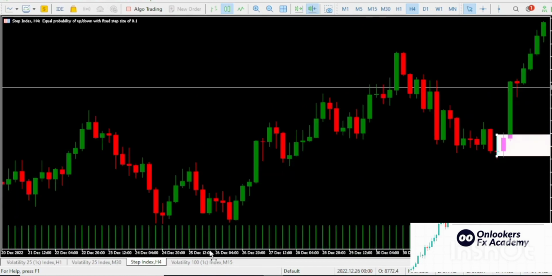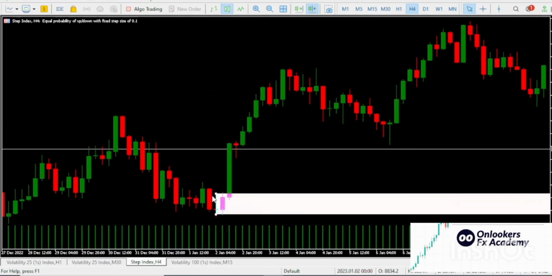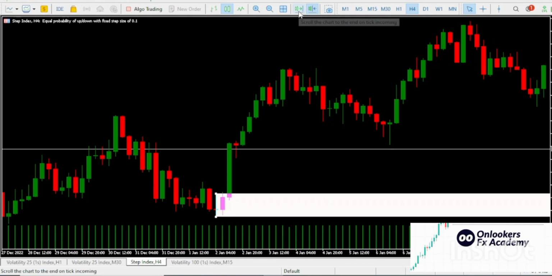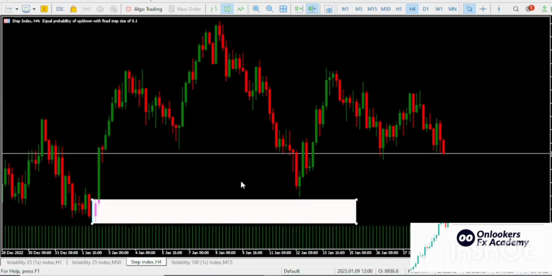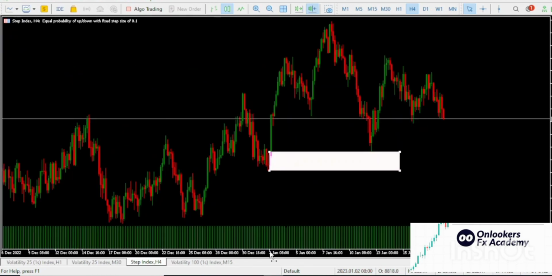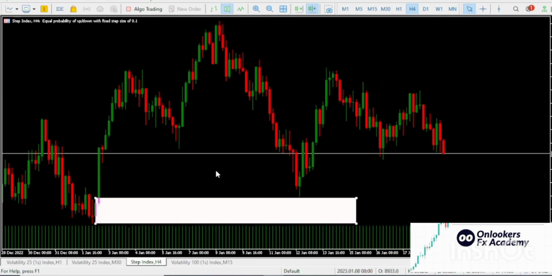You see this? From wick to wick. Then, as you can see, price actually got there. Yes, price was close to the order block before it went up again.